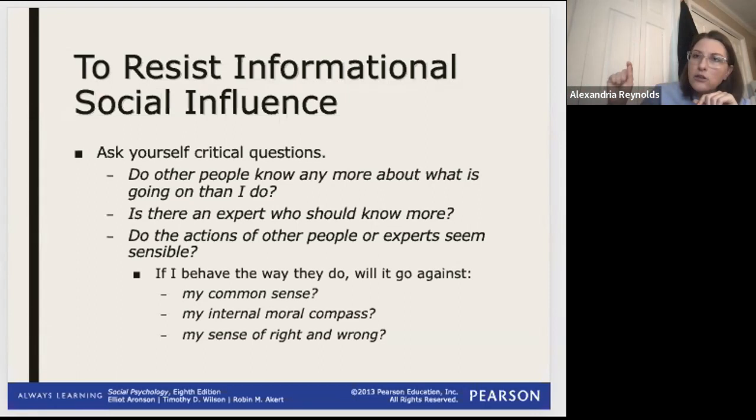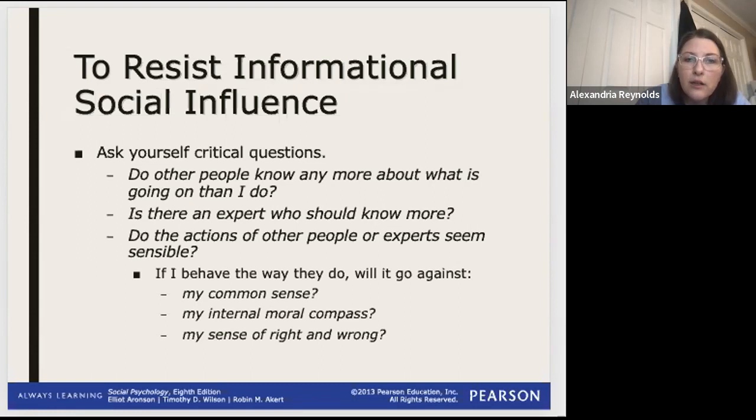And if I act the way that they're acting, if I follow through with what they're doing, is this going to go against my common sense? Is this going to be immoral? Is this going to go against my moral compass? Is this going to go against my sense of right and wrong?